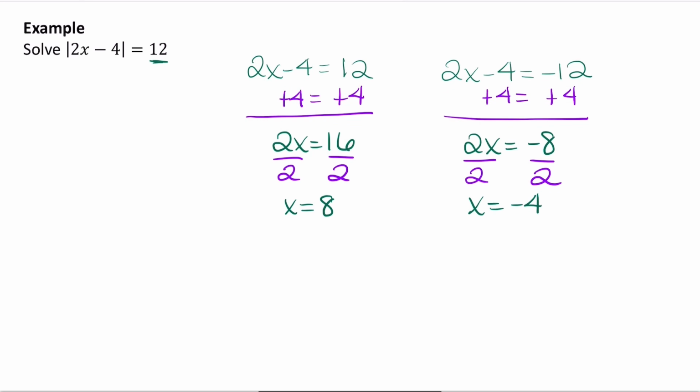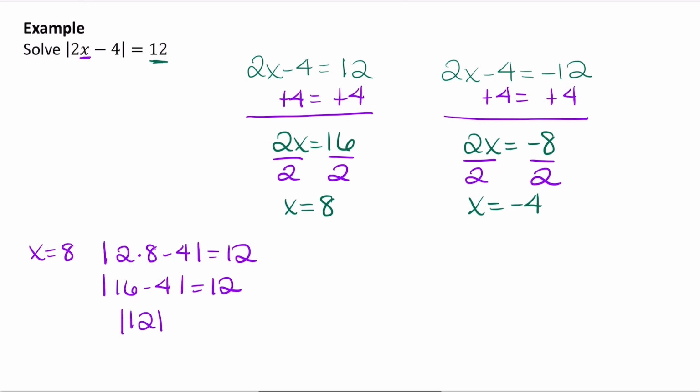Remember, whenever we're solving absolute value equations, we do have the possibility that we'll end up with an extraneous solution. So we always want to go back and plug in our values for x and make sure that our solutions work. If I plug in x equals 8, we have the absolute value of 2 times 8 minus 4, and we're checking if that equals 12. That's the absolute value of 16 minus 4, so that's the absolute value of 12 equals 12, which is in fact true.